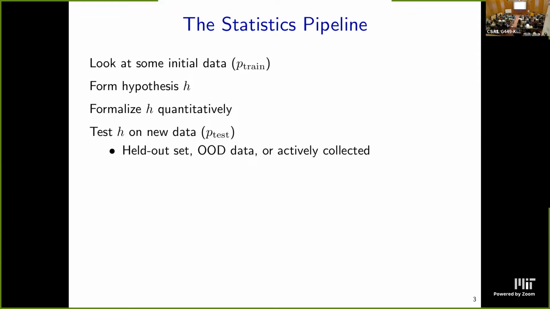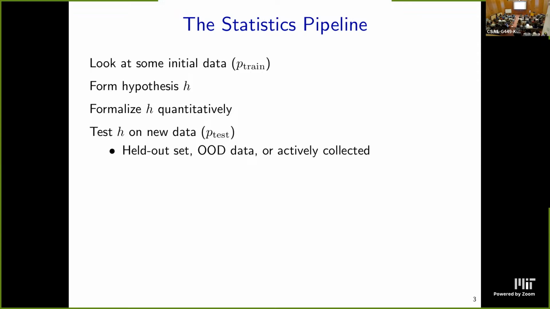You look at some initial data, which in many cases we might call the training data. We form some hypotheses about that data. And then once we've formulated these hypotheses, we need to formalize them into something that we can test quantitatively. And then we actually go out and test it by looking at held out data, or maybe even looking at generalization to some out of distribution test set, right? So this is what statistics looks like.